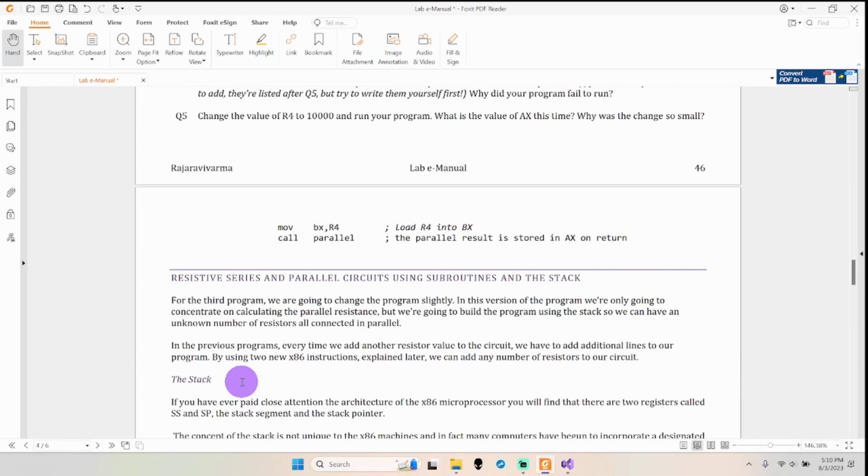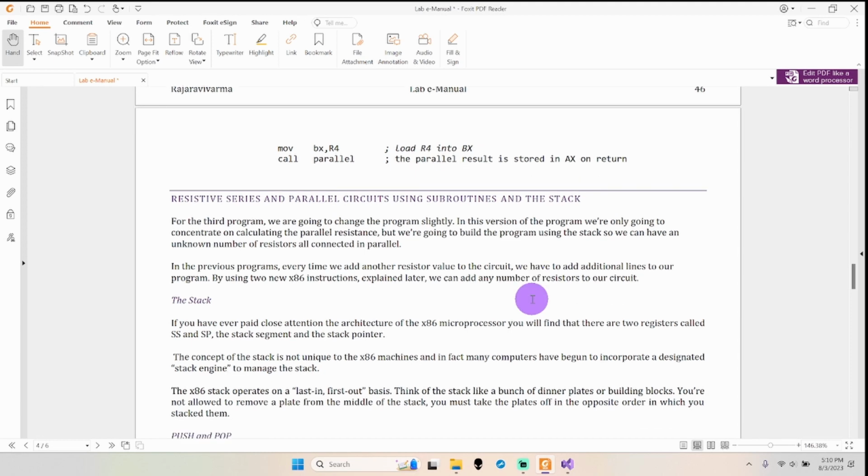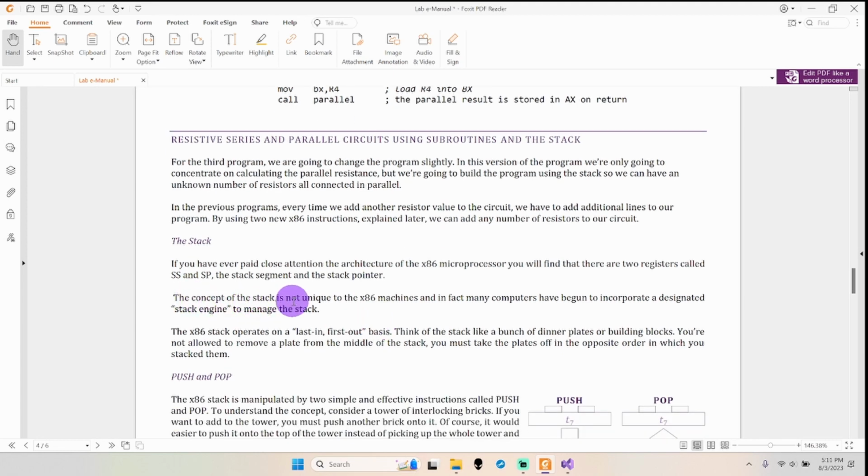On the third program, we're going to do using subroutines and the stack. Please be sure you guys read the instructions. I'm just going to give you guys a quick preview of program 2 and program 3. So, but please read them. It says the stack. If you have ever paid close attention to the architecture of the x86 microprocessor, you will find there are two registers called SS and SP, the stack segment and the stack pointer. The concept of the stack is not unique to the x86 machines.